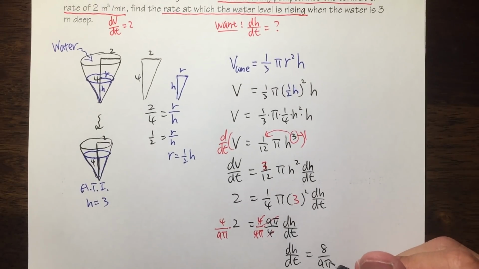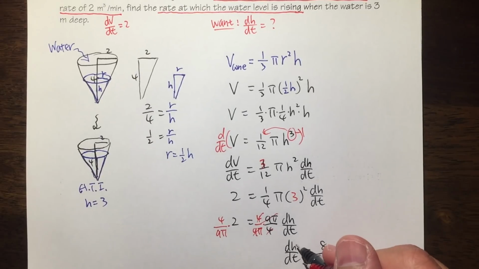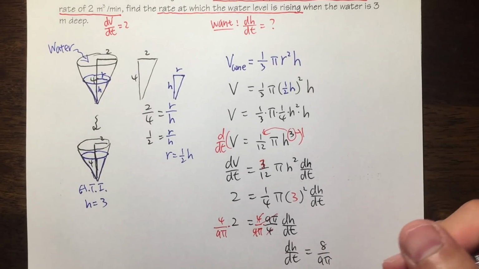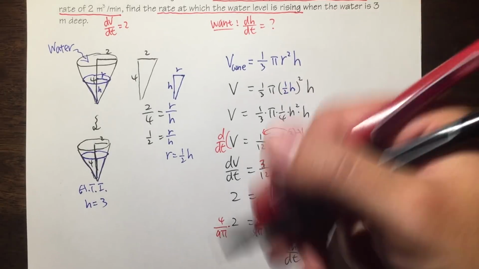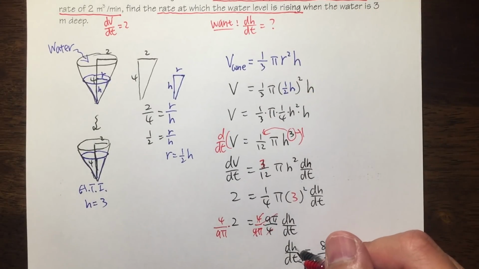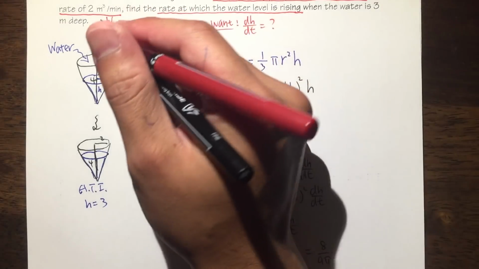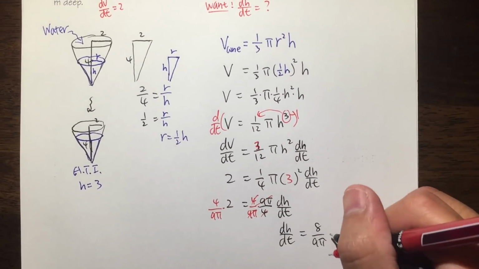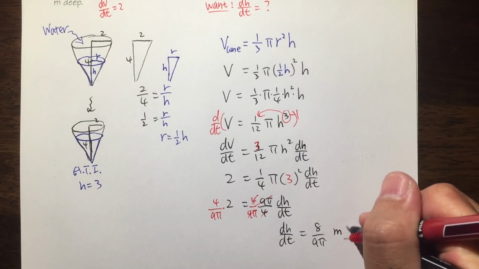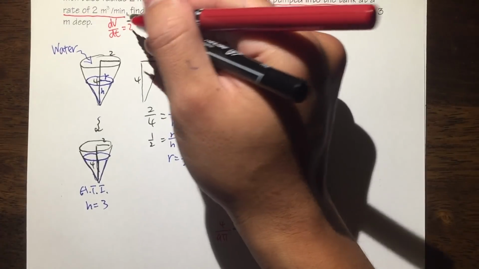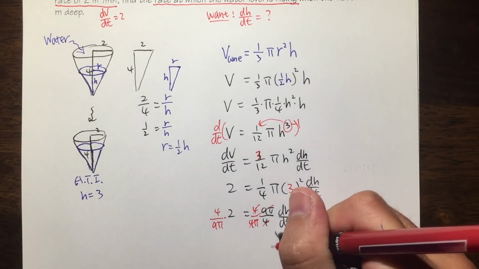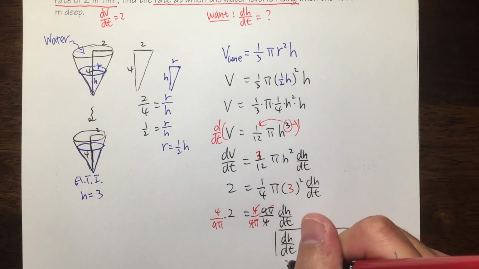But we have to answer this question carefully. We have dH/dt, and you see this is a positive number. That means the water is increasing, right? The water is rising. The unit for H in our case is meters, so the unit here will be meters per minute. So we'll put down meters per minute.